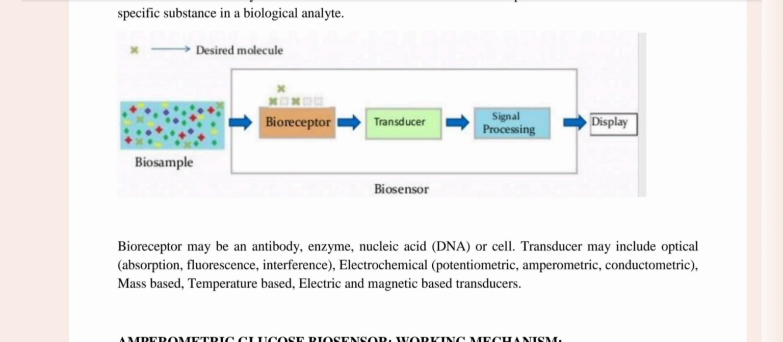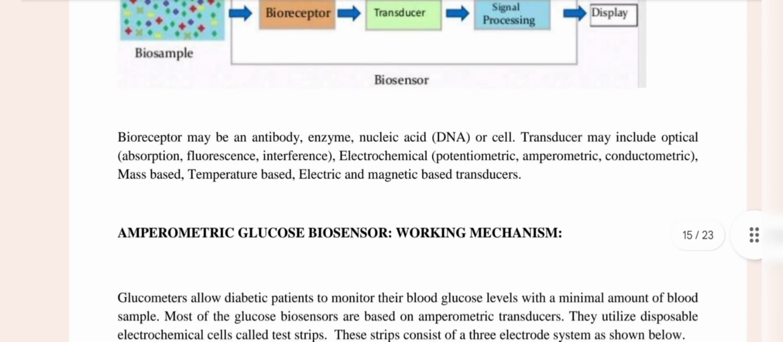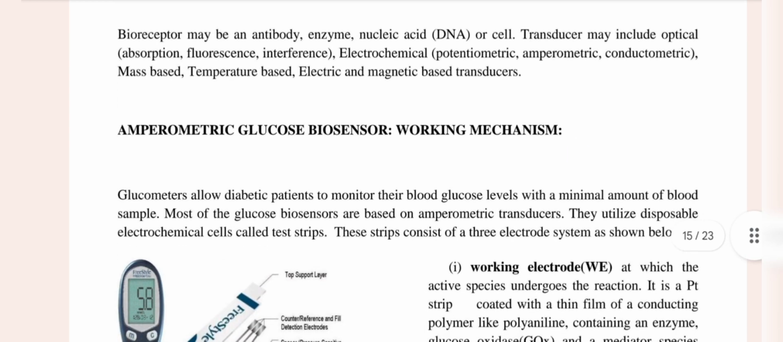Suppose it changes the electrochemical property of a bioreceptor, then we can use a potentiometric sensor or an amperometric method to analyze the bioreceptor. The amperometric glucose biosensor is a well-known example of a biosensor. The amperometric method is the common method used in biosensing, and we need to know the working mechanism of the amperometric glucose biosensor.